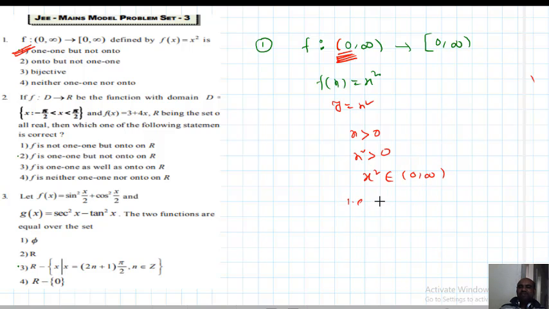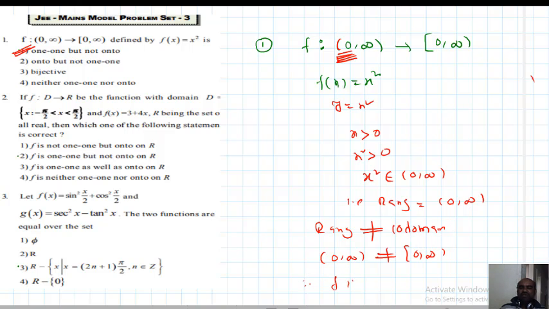What is the meaning of that? Range equal to open 0 to infinity. The range is open 0 to infinity, but the codomain is given as closed 0 to infinity. These two are not the same. I will write range not equal to codomain. What is the range? Open 0 to infinity. What is the codomain? Closed 0 to infinity. Only one difference, which is 0. That's why the given function is not onto. So f is not onto.